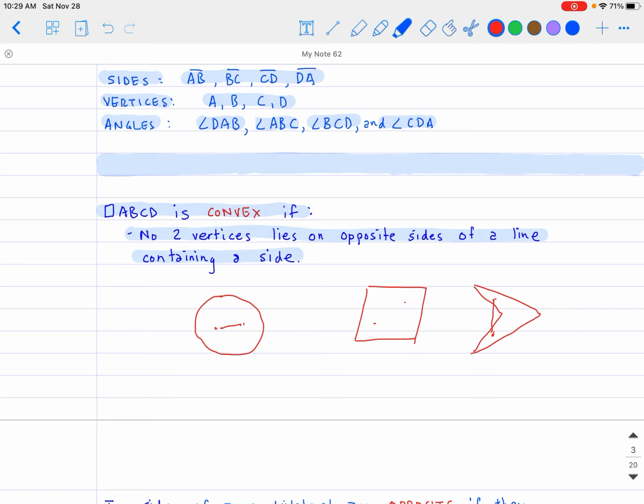So here's what that means. Let's look at the first quadrilateral over here. You'll notice that if I create that line that contains a side right there, the other two vertices are going to be on the same side. If I create the line that contains this side over here, you'll see that the other two vertices are on the same side. But if I go to the other one over here, if I create a line that goes through that side, you'll notice that these 2 points are on opposite sides. So that is the violation of that statement. So you can see the difference between the two.